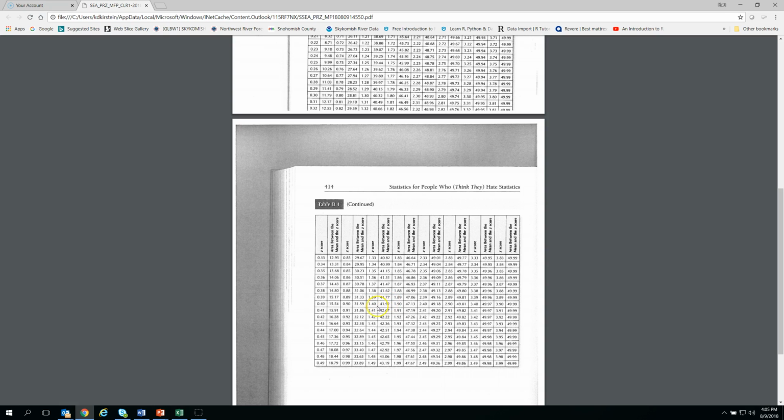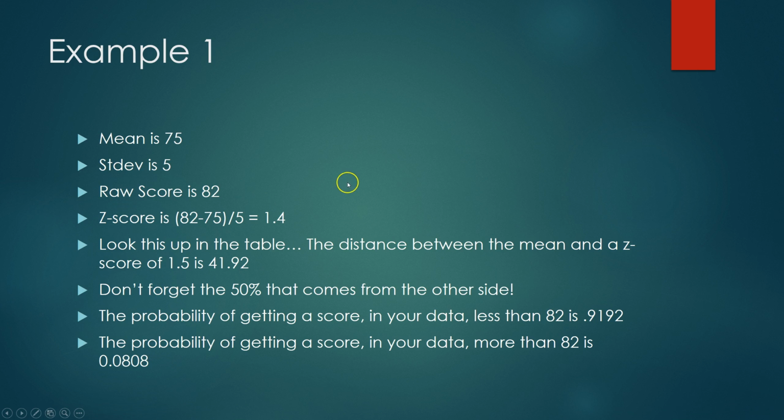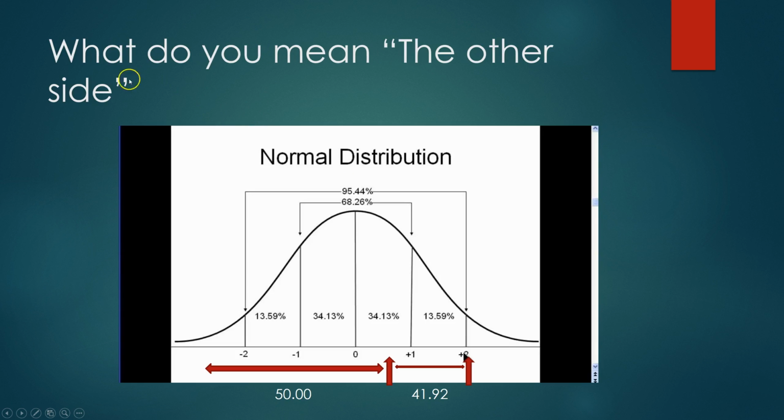Okay, we'll come back to this example in a second, but for now I want to go on to our second example. We just checked the z-score table, so there was a slide there to remind me to do that. Okay, what do we mean by the other side? I already explained this, but I'll explain it again.